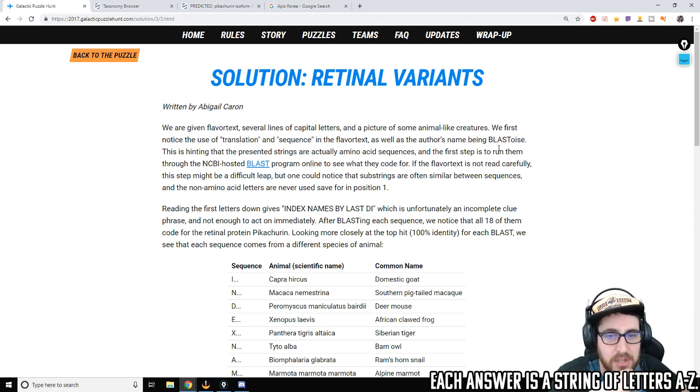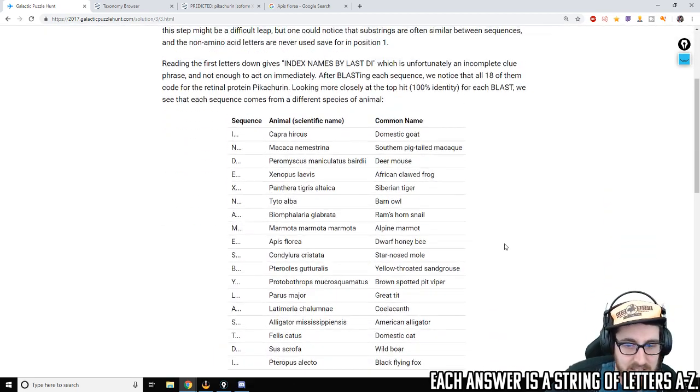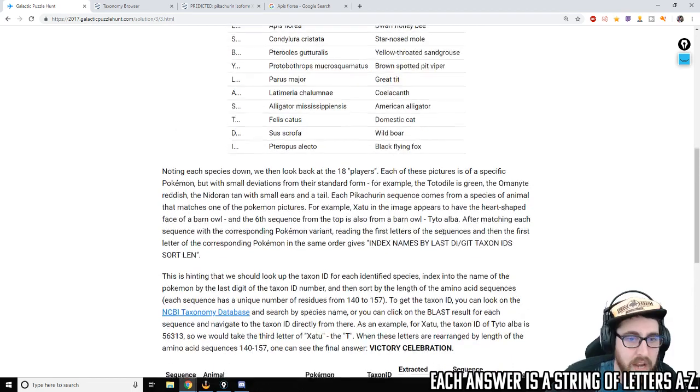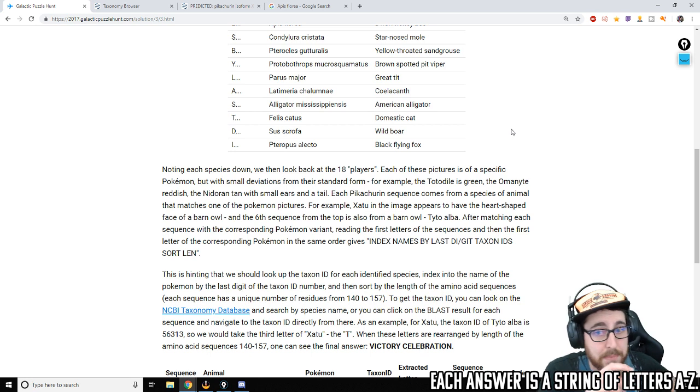Reading the first letters down gives index names by last DI, which is unfortunately an incomplete clue phrase, not enough to act on immediately. After blasting each sequence, we notice that all 18 of them code for the retinal protein Pikachurin, which we knew. Looking more closely at the top hit, 100% identity for each blast, we see that each sequence comes from a different species of animal. By last... Okay, so then knowing each species down, we then look at the 18 players. Use these pictures of a specific Pokemon with small deviations from their standard form. For example, the Totodile is green, the Ammonite reddish, the Nidoran tan with small ears and a tail. Each sequence comes from a species of animal that matches one of the pictures. For example, Xatu in the image appears to have the heart-shaped face of a barn owl, and the 6th sequence from the top is also from a barn owl.